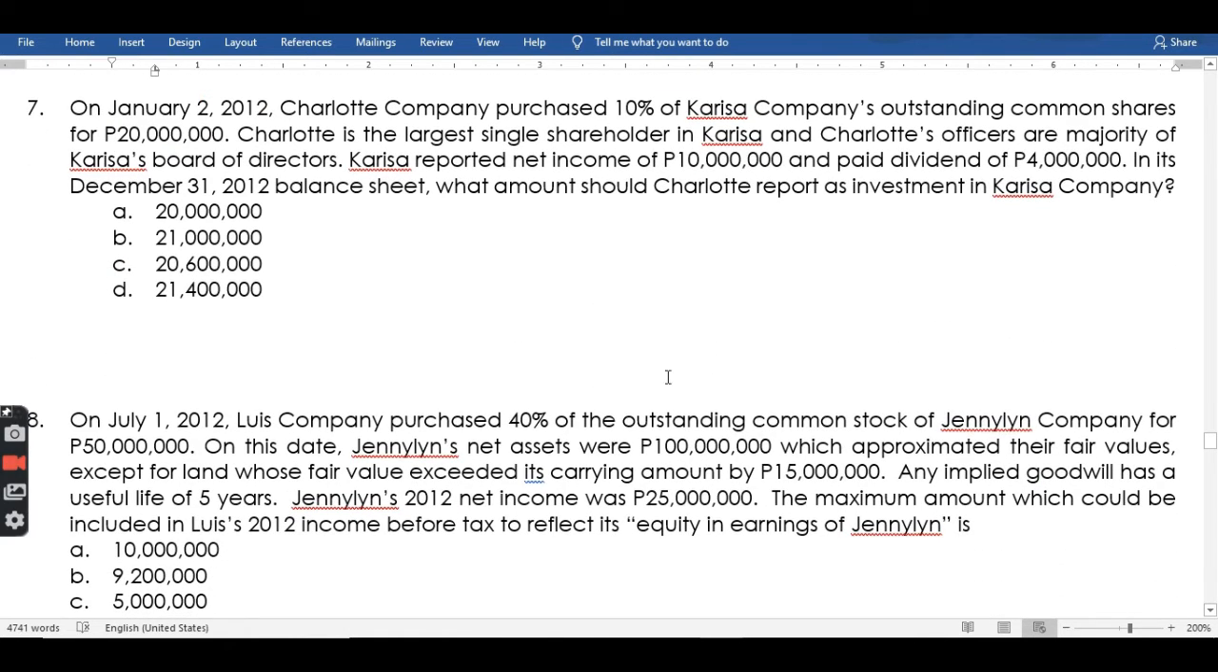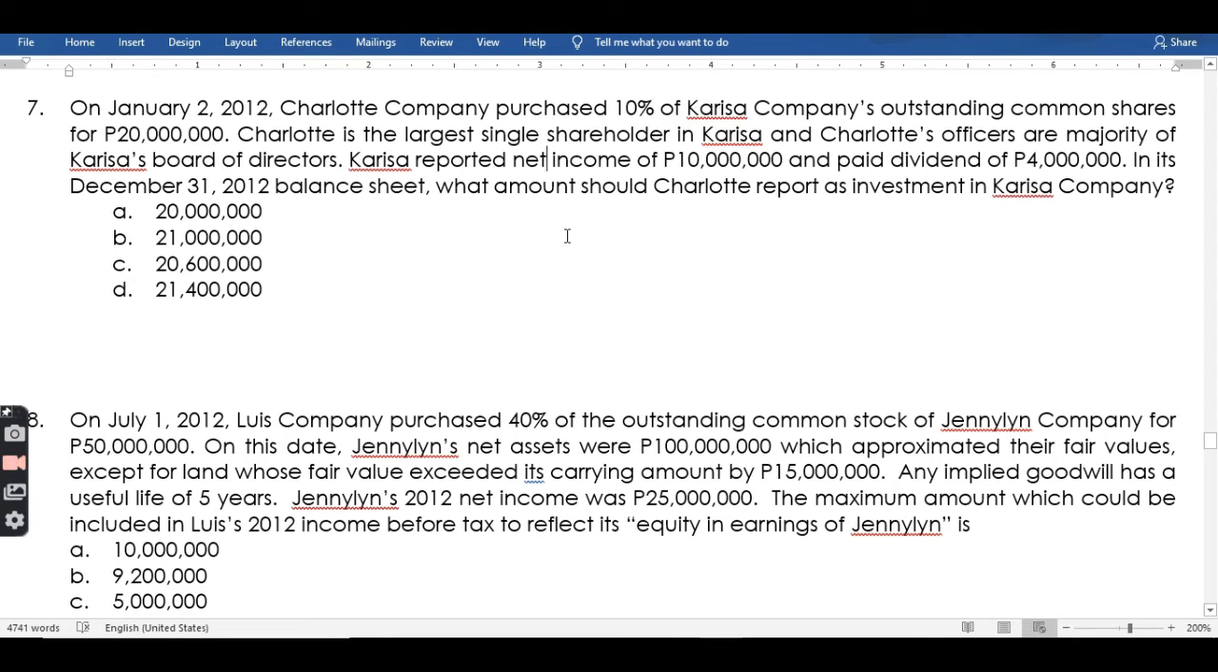So anyway, number 7 tayo. 10% of Carissa Company's outstanding common shares for 20 million. Charlotte is the largest single shareholder in Carissa, and Charlotte's officers are majority of Carissa's board of directors. Carissa reported income of 10 million and paid dividends of 4 million on December 31. What amount should Charlotte report as investment in Carissa Company?